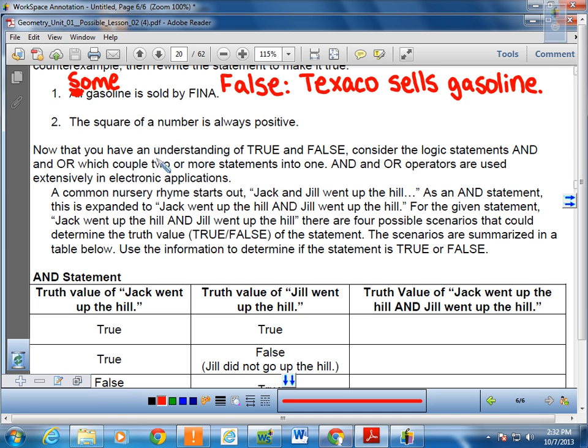Statement 2. The square of a number is always positive. This statement is false also. It is false because of the number 0. 0 times 0 is 0. 0 is neither positive or negative, so this is false. So for my counterexample, I need to say that the square of 0 is neither positive or negative.